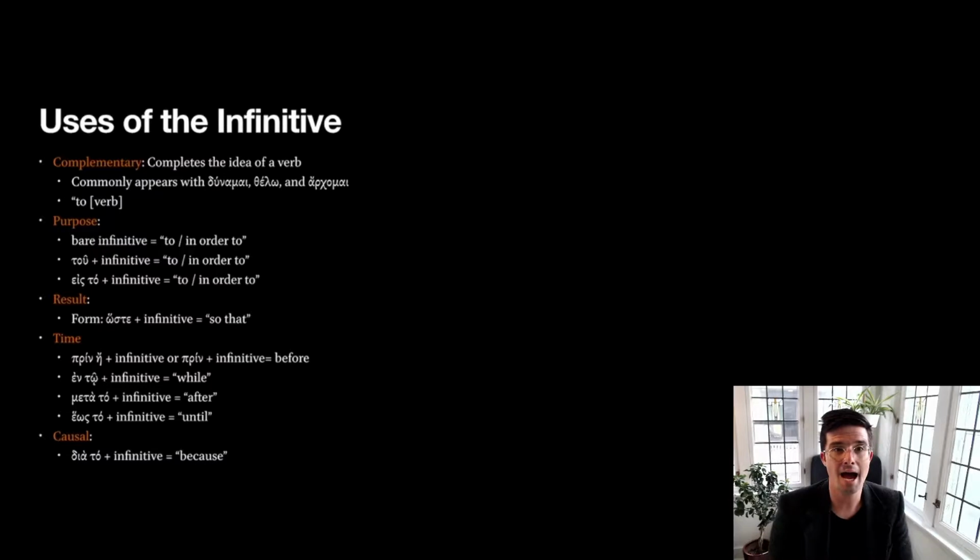And then our last adverbial use of the infinitive is going to be the causal use. It's going to be translated, as its name implies, "because," and its form is going to be the preposition διά, with the accusative neuter singular article τό, with the infinitive following it.